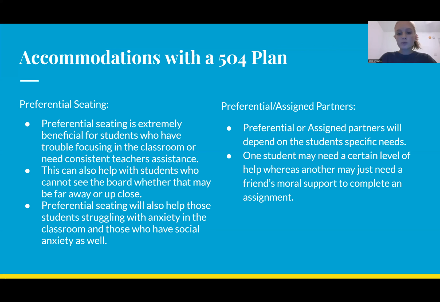Another example of preferential things is assigned partners or preferential partners. Preferential or assigned partners will depend on the student's specific needs. One student may need a certain level of help, whereas another may just need a friend's moral support to complete an assignment. A lot of times, students just need a little bit of encouragement from a student that understands the assignment for them to complete it and actually do it really well.